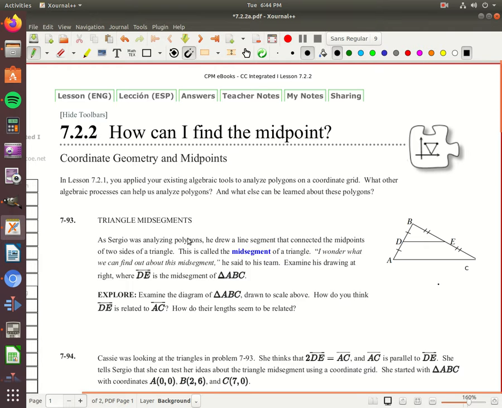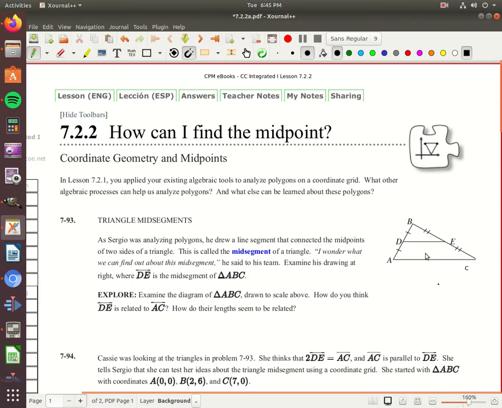It says triangle midsegments. As Sergio was analyzing polygons, he drew a line segment that connected the midpoints of two sides of a triangle. This is called the midsegment. So DE is the midsegment. He said, I wonder what we can find out about this midsegment. Examining the drawing at right, DE is the midsegment of ABC. Examine the diagram, and how do you think DE is related to AC?